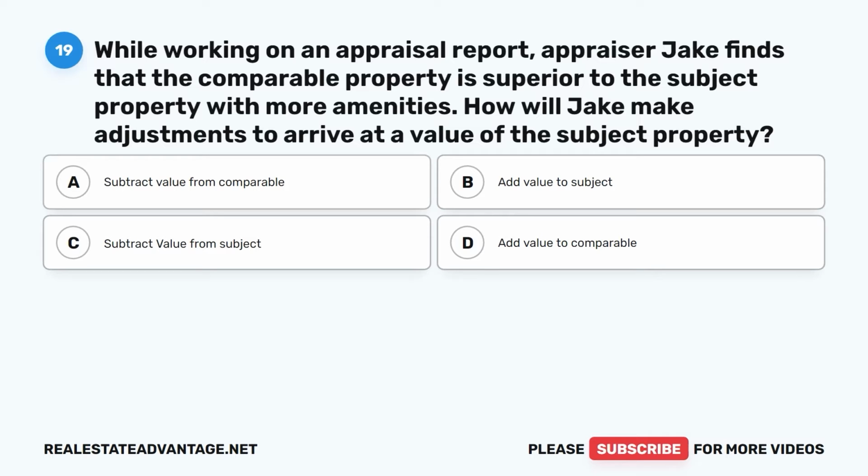Question 19. While working on an appraisal report, appraiser Jake finds that the comparable property is superior to the subject property with more amenities. How will Jake make adjustments to arrive at a value of the subject property? A. Subtract value from comparable. B. Add value to subject. C. Subtract value from subject. D. Add value to comparable.